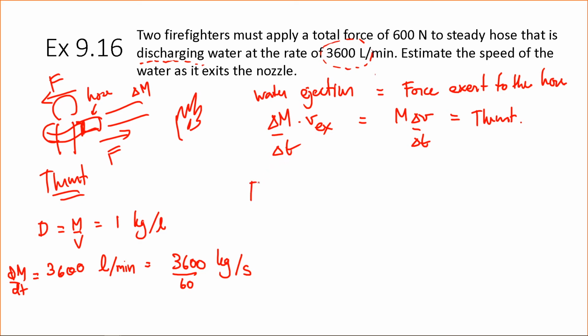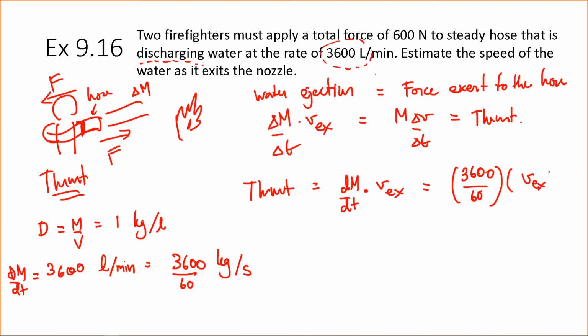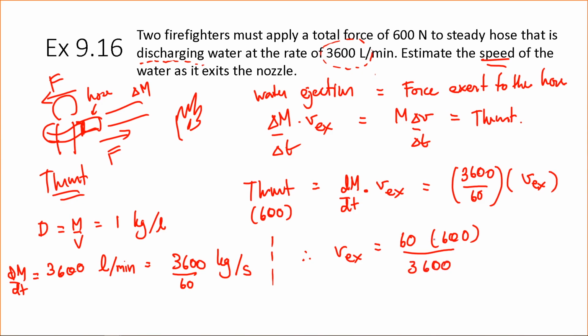So now, if I rewrite from what we know, the thrust is equal to dm by dt multiplied with v ejection. That means the rate of change of the mass is 3,600 over 60, multiplied with v ejection, which you would like to determine, right? And the thrust here is 600 newtons. So you rearrange this term. Finally, you will get the discharging speed of the water through the nozzle, which is 60 multiplied with 600 divided by 3,600. The final answer is 10 meters per second.